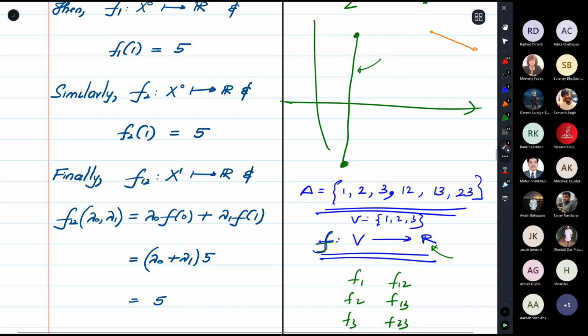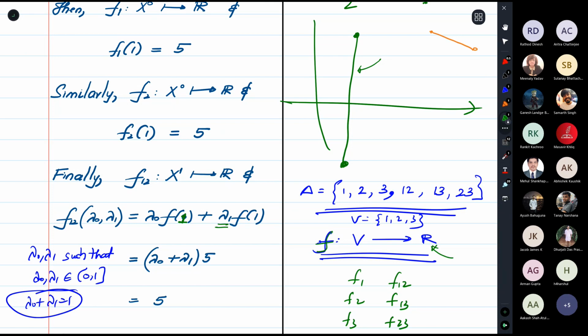All right. Okay, so what is f12? F12 goes from x1 to r. So what is x1? X1 is the collection of lambda 0, lambda 1 such that lambda 0 and lambda 1 lie in [0, 1], and lambda 0 plus lambda 1 is 1. So now with this in mind, what does lambda 0, lambda 1 map to under this f12 map? Well, f12 of lambda 0, lambda 1 is lambda 0 times f of 1, sorry, there is a typo here, and lambda 1 times f of 2. So this is the map.